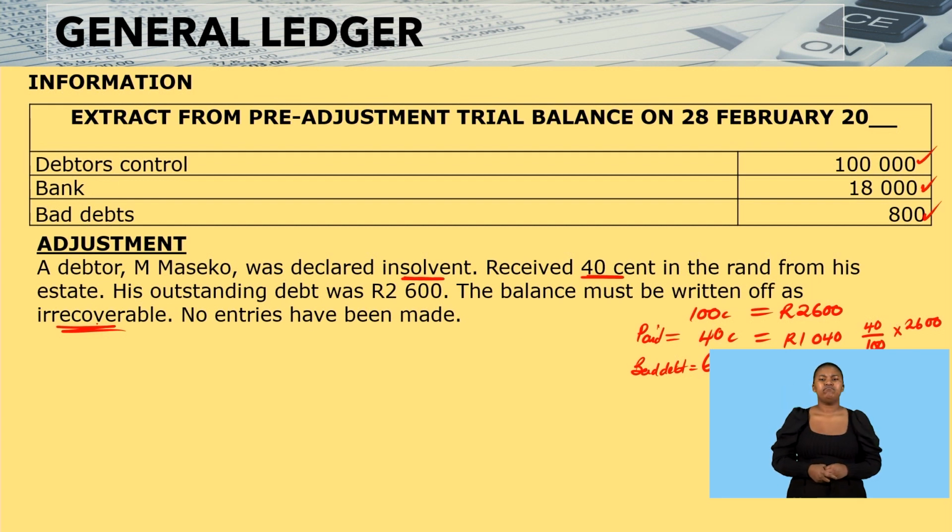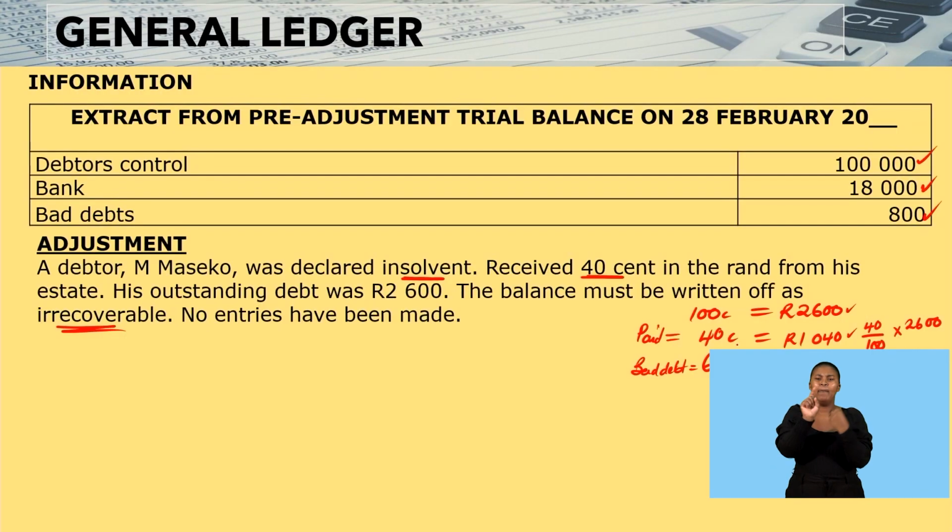Then the one that will be written off as irrecoverable, that is my bad debt in this case. What I want is 60, what I have is 100, multiplied by 2,600. And then I will get 1,560. You could have got this amount by simply getting the difference between these two. Simple. Okay? There is another quicker way.